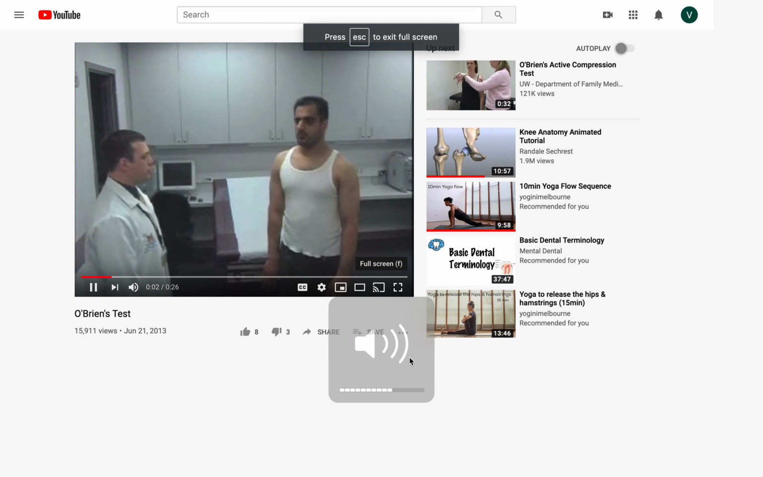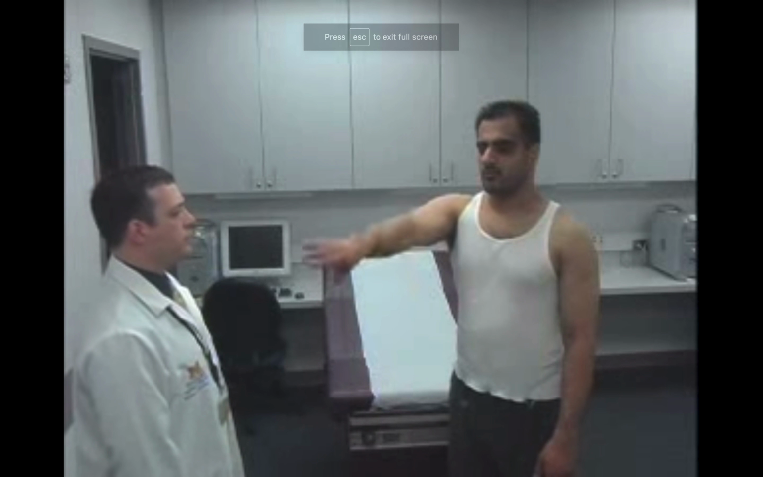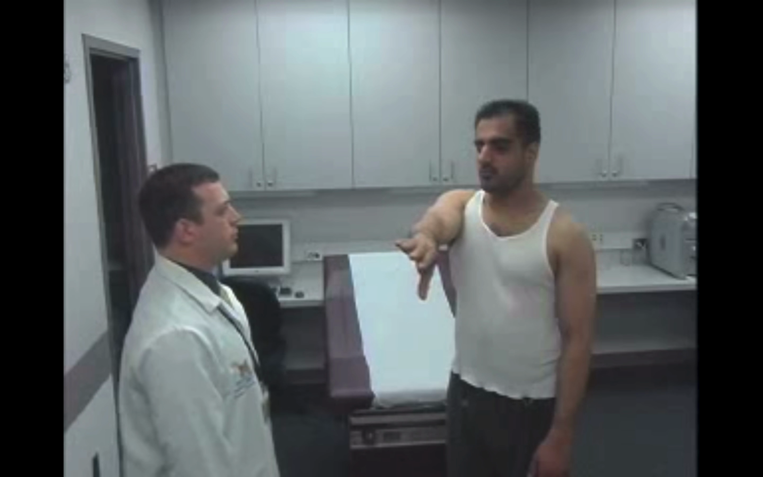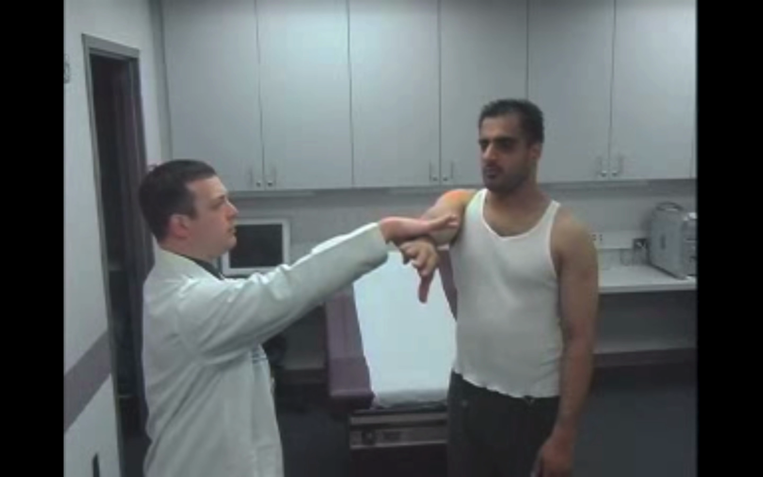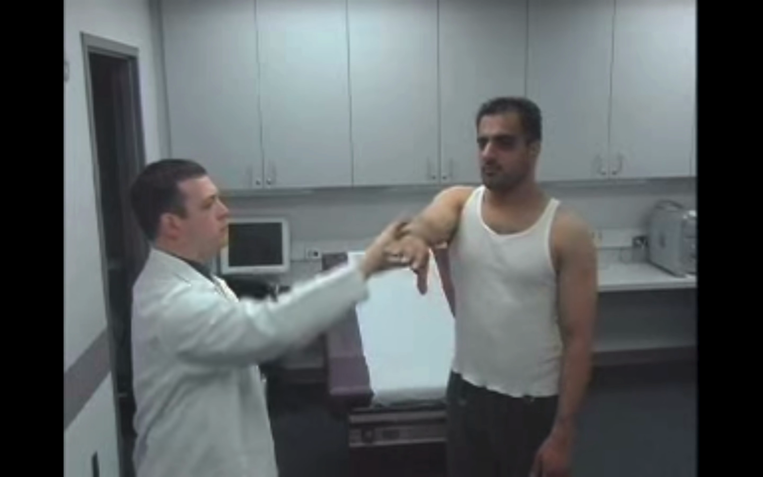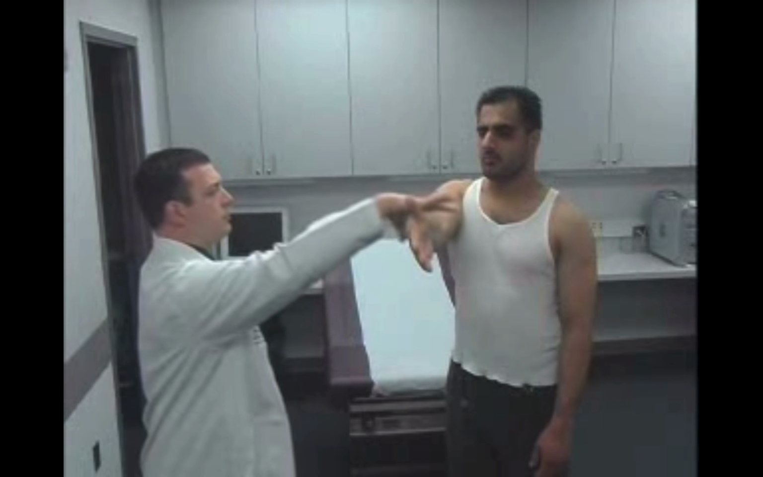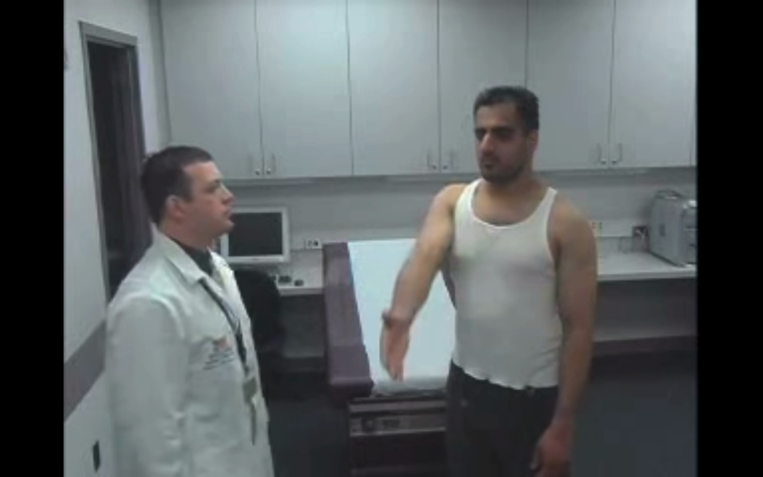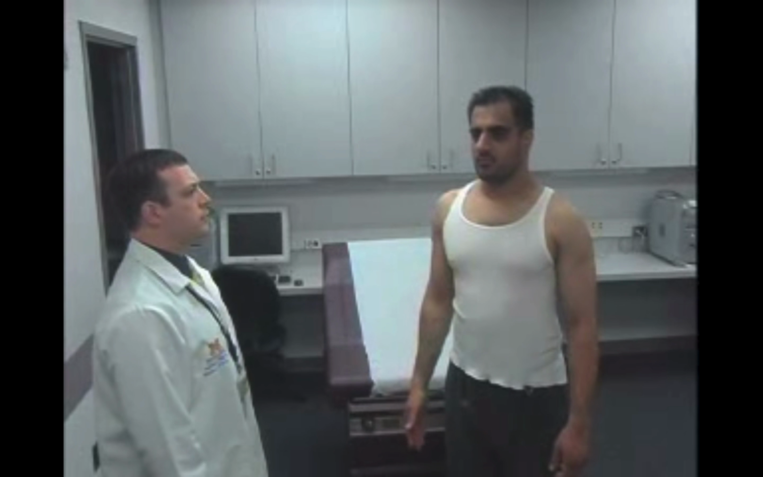Perform O'Brien's test, point the thumb down and flex the shoulder to 90 degrees. Adduct the arm across midline. Provide resistance against further shoulder flexion and evaluate for pain. Repeat with the thumb pointing up and again evaluate for pain. If pain was present with the thumb down but relieved with the thumb up, it is considered a positive test, suspicious for labral tear.